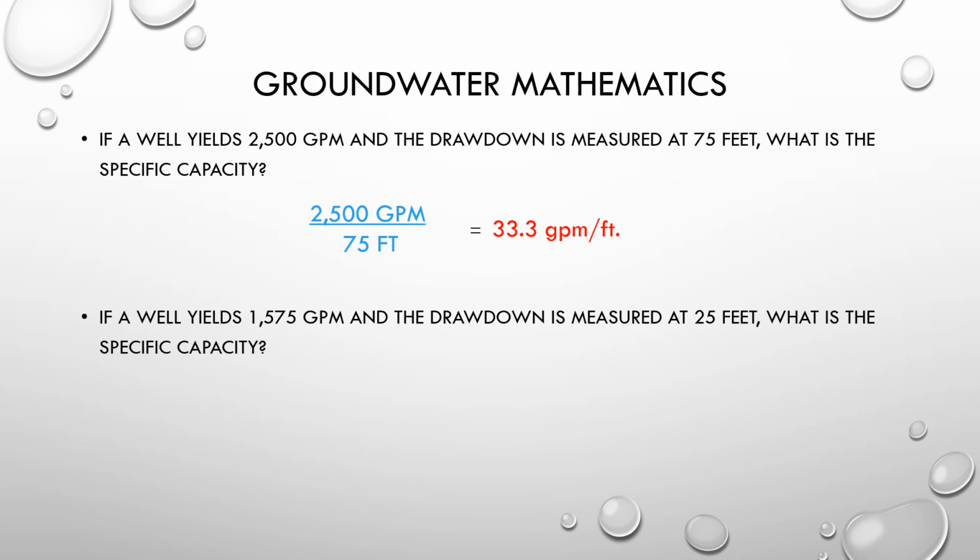Be sure to make sure that your units of measurement are correct anytime you're doing any kind of math problem, really. So let's do another one real quick. It's basically the same thing. It's just taking different numbers and plugging them into the correct spot so that way you can get the answer. So here you'll see you've got 1,575 gallons per minute and you're dividing it by 25. So that's going to give you 63 gallons per minute per foot.